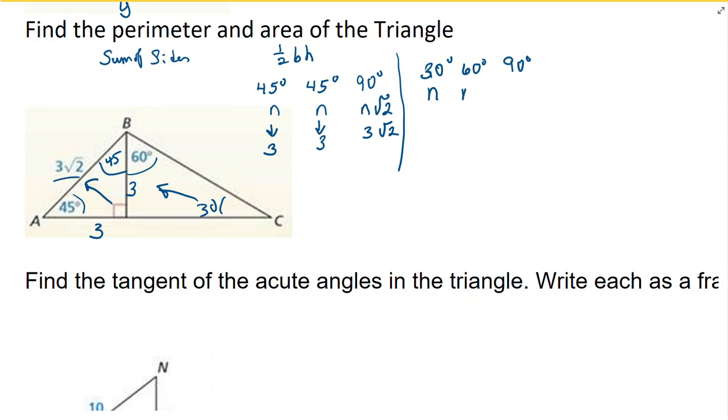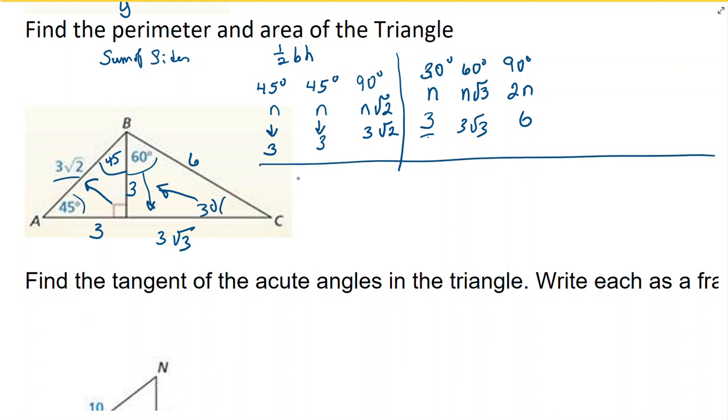This is n, square roots of 3, and 2n. N is 3. Therefore, the side opposite 60 degrees is 3 square roots of 3. Twice n is 6, the hypotenuse. All right, so now let's talk about doing the math.